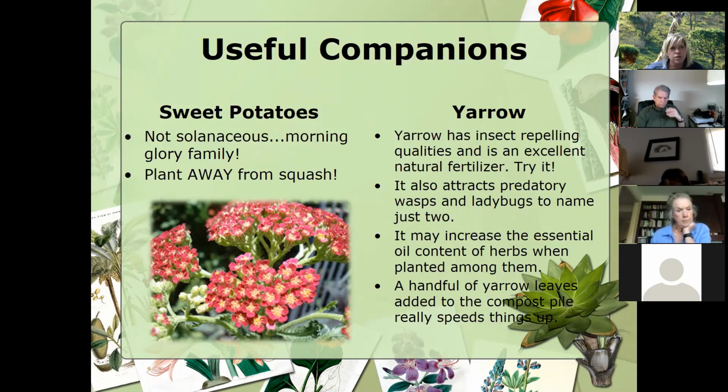Yarrow is also going to attract those predatory wasps that we were talking about earlier, and ladybugs. And of course, ladybugs are going to feast on aphids. So anytime we've got really succulent growth, like in tomatoes when they're first starting to grow in the springtime, aphids can be an issue. So if you have yarrow nearby, that can help with some of that.